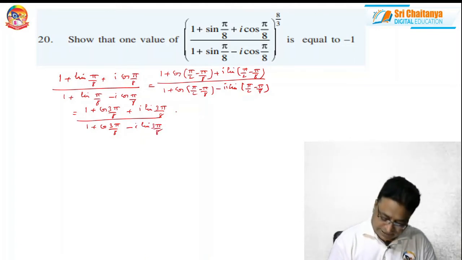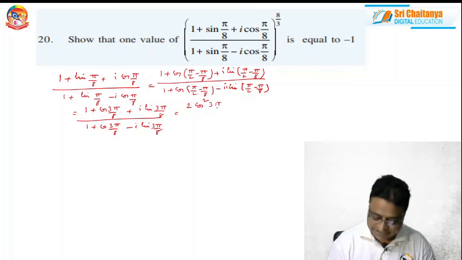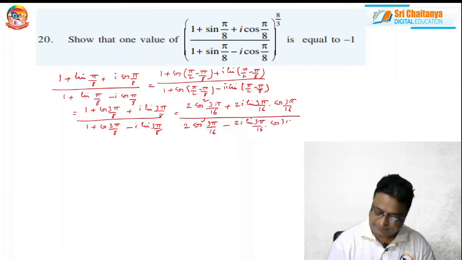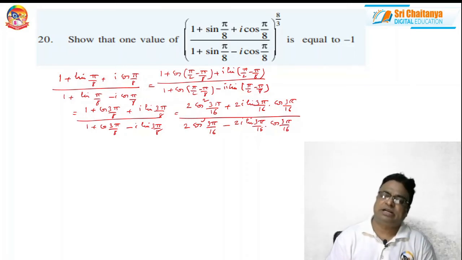Now what is 1 plus cos theta? 2 cos square theta by 2. So 2 cos square theta by 2 means 3 pi by 8 by 2, that means 3 pi by 16. Plus this I can write as 2i sin 3 pi by 16 into cos 3 pi by 16. Similarly the denominator, 2 cos square 3 pi by 16 minus 2i sin 3 pi by 16 cos 3 pi by 16. For all these problems, patience is very, very required and essential.